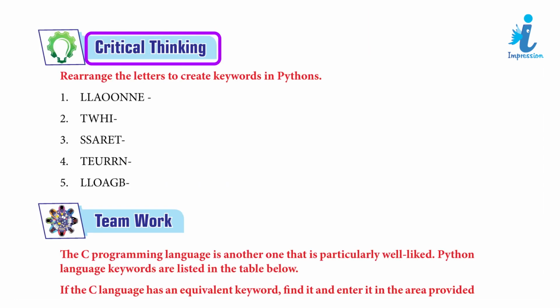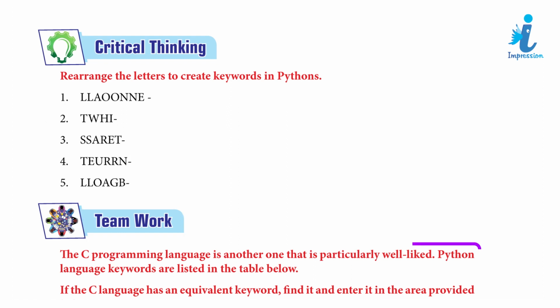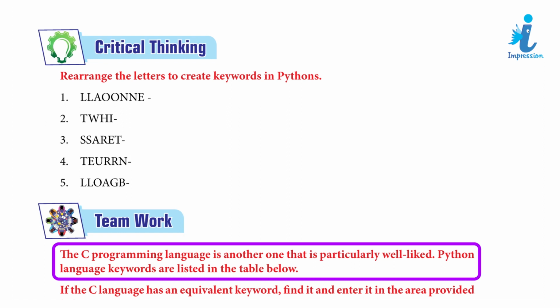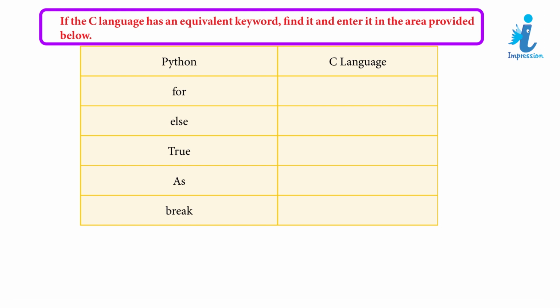Critical thinking. Rearrange the letters to create keywords in Python. Answer: ask students to do it by themselves. Teamwork. The C programming language is another one that is particularly well liked. Python language keywords are listed in the table below. If the C language has an equivalent keyword, find it and enter it in the area provided below. Answer: ask students to do it by themselves.